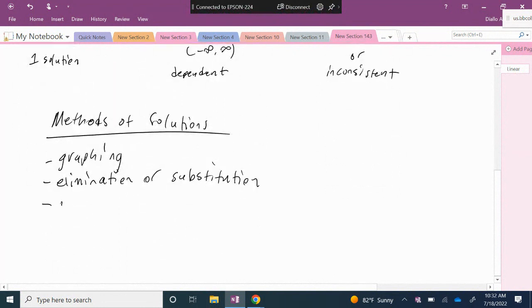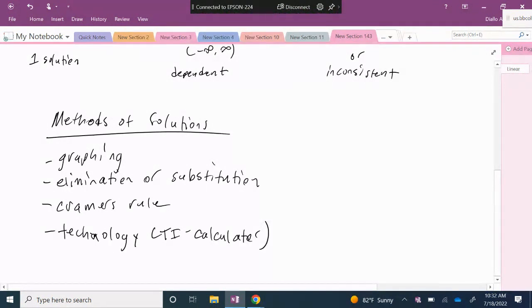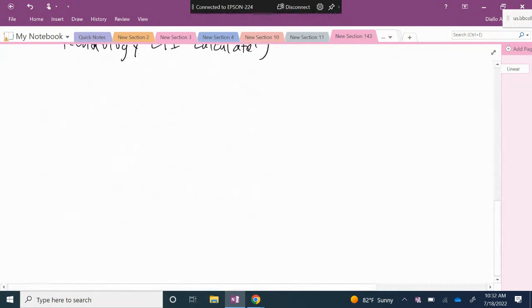Something that's very rarely taught is something called Cramer's rule. You can solve using Cramer's rule, or what we're going to do in this course, we're going to solve using technology, which is the TI calculator. So we're not going to use any graphing or any algebraic or analytic method. We're going to use a calculator. All right, so let's take a look at an example.